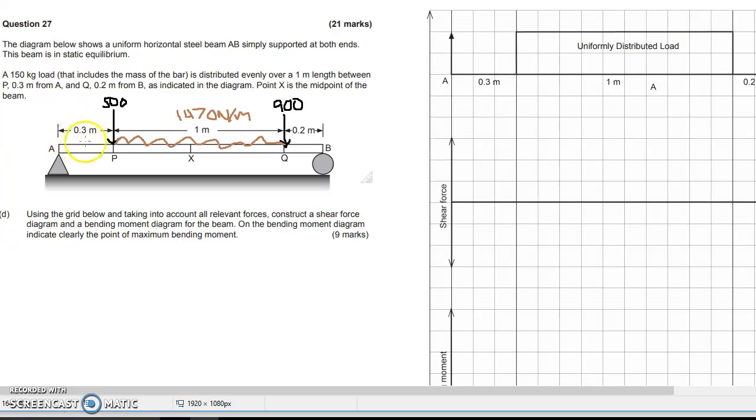Okay, now you'll notice that it's not symmetrical. There's a 0.3 meters here and 0.2 meters here. And this results in a reaction that I've already calculated of 1670 upwards there and 1200 newtons here.